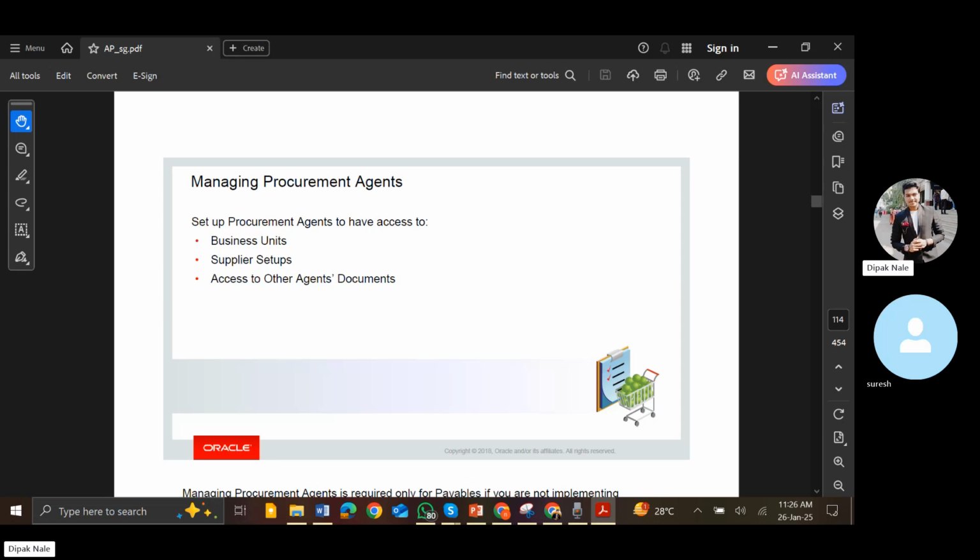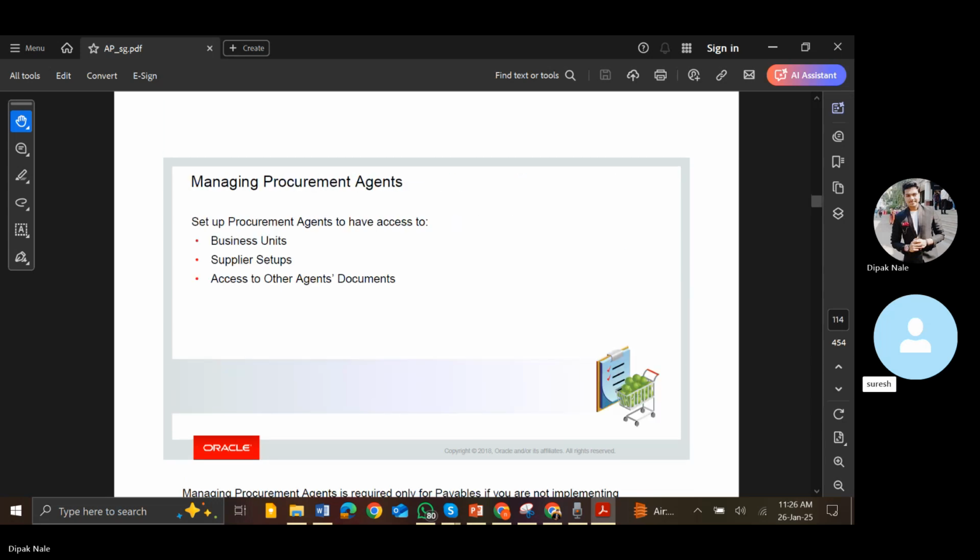Managing procurement agents. Set up procurement agent to have access to business unit, supplier setup, and access to other agents' documents. Here in Fusion, they introduced business unit. We didn't have business unit before, here we have business unit. So these users should have access to all these business unit supplier setups. Okay, next.